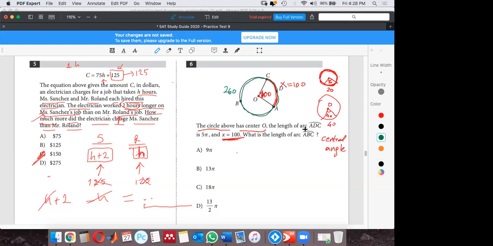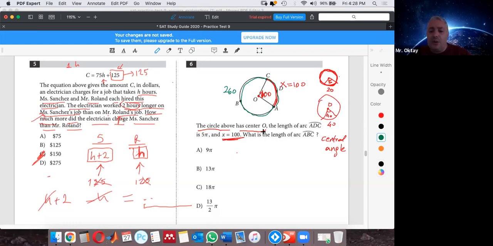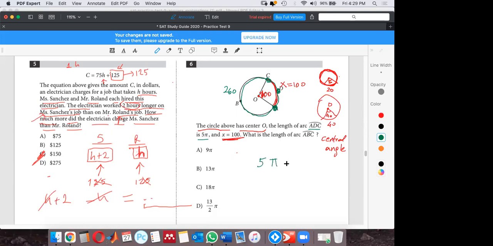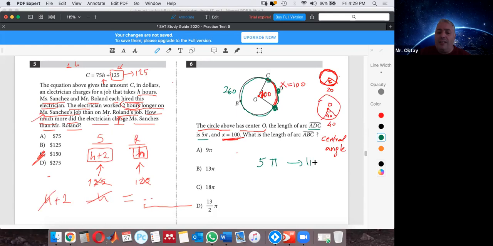And then the question. It says that the circle above has center O, and the length of arc ADC is 5 pi. Where is ADC? This says 5 pi. I can say that 5 pi is equal to 100. So what is the length of ABC? Where is ABC? ABC is here. So simple logic, guys. If 100 is 5 pi, 260 is how many pi?